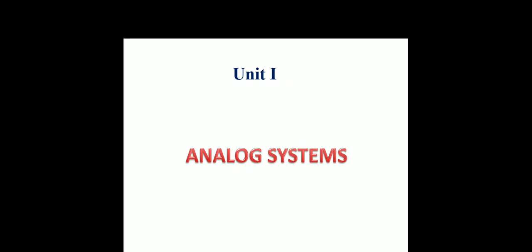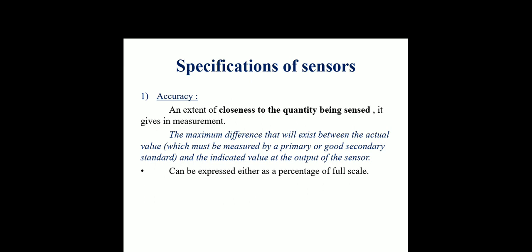We are now discussing paper 2, analog electronics, and its unit 1 is nothing but analog systems. What we are going to discuss today is the specification of sensors. So, the first specification of sensors is accuracy.